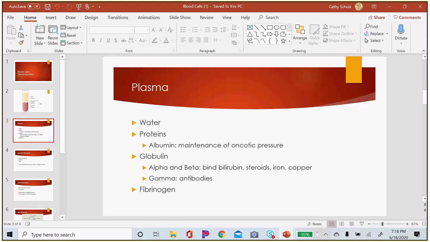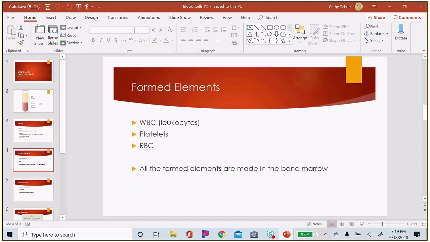Other products within the plasma are globulins, which are parts that make up antibodies, like the gamma globulin, or alpha beta chains, which are part of the red blood cells, and fibrinogen, which is part of clotting. The formed elements are the cells that are made in the bone marrow. So that's the white blood cells, platelets, and red blood cells.